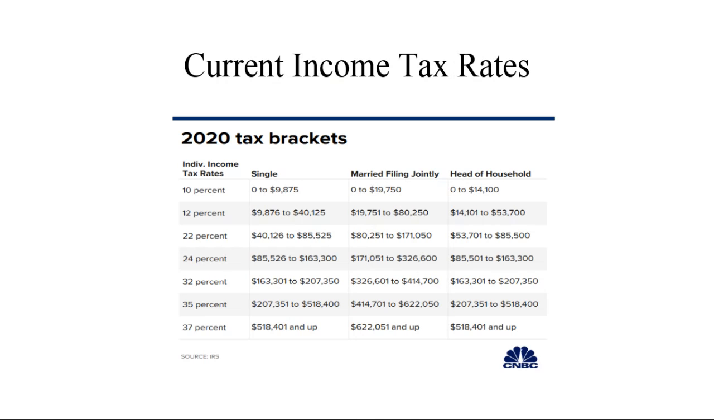All right, so in terms of the current income tax rates, if you make a little less than $10,000 as an individual, you pay 10%. Here's where it gets complicated. If you're making between $40,000 and $85,000, you're paying 22%. If you're making over $500,000, you're only paying 37%. So even though you are making up to 10 times more than the people in this bracket, you're only paying 15% more in taxes.